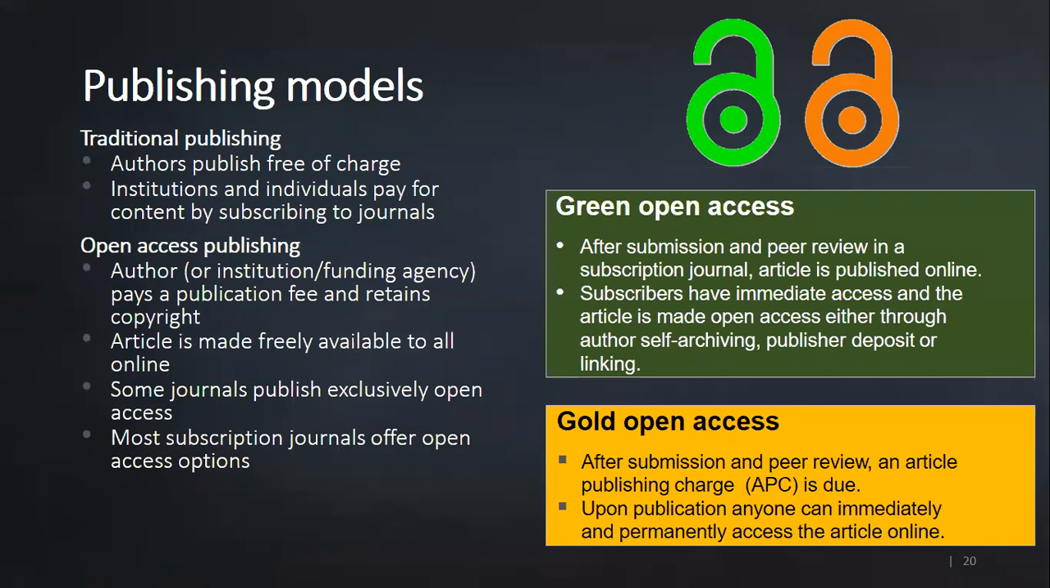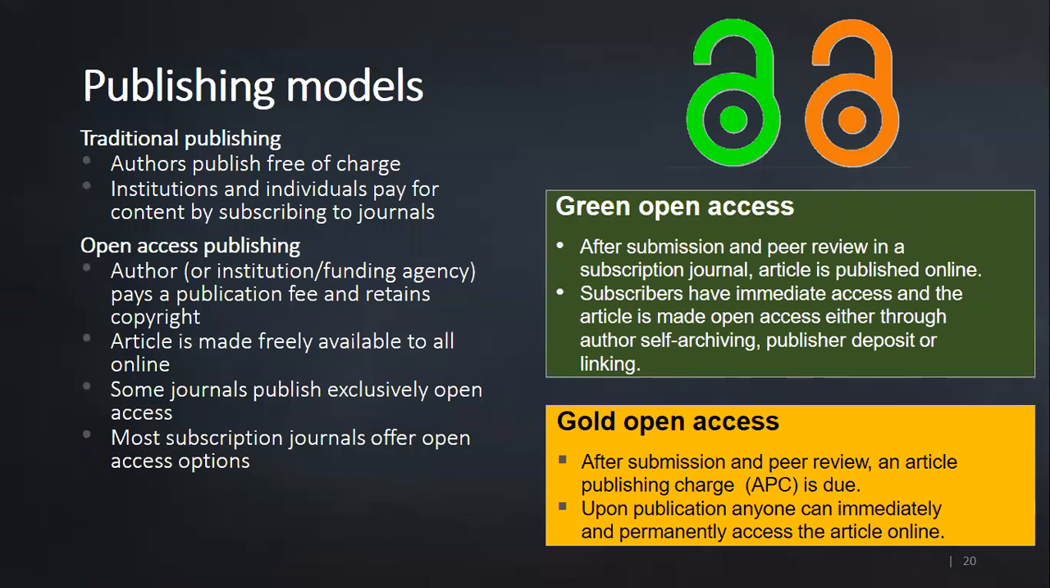There are, of course, the traditional publishing models, which we have discussed in the past as well, where authors publish free of charge. This is where the bulk of the journals are. And the subscribers, the institution or the individual, basically pay to read your article. So that's how they make the money. At the same time, now we have open access publishing, where the author pays a publication fee, in some cases, to retain the copyright. And articles are made freely available for all.